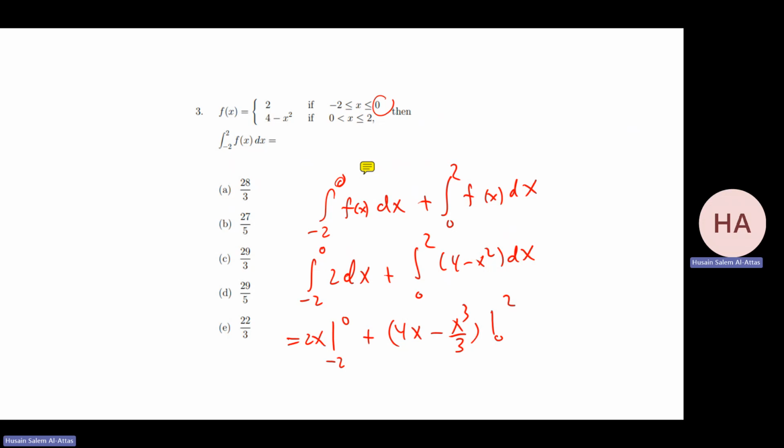What are you getting? This will be what? 0 minus minus 4 plus 8 minus 8 over 3. That will be 12, 4 plus 8, which is 12 minus 8 over 3. 36 minus 8, that will be 28 over 3.